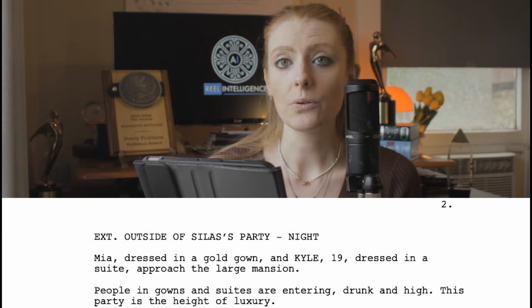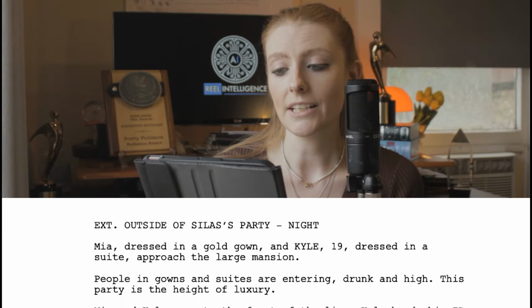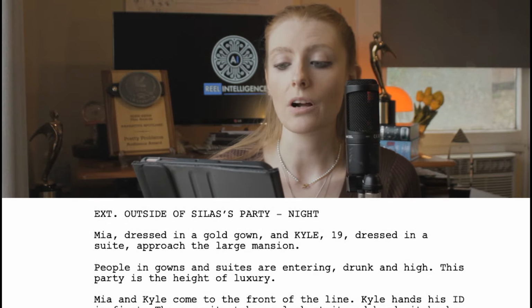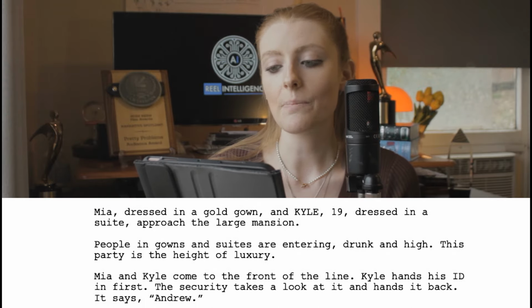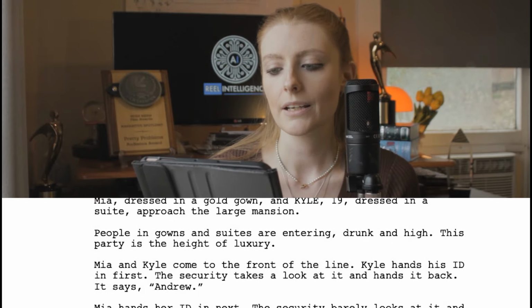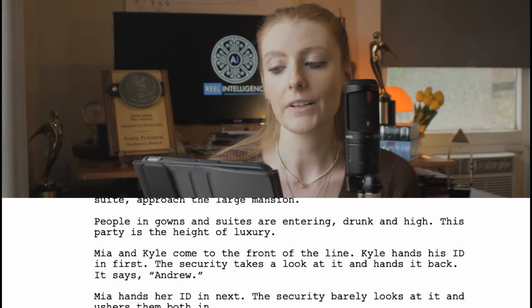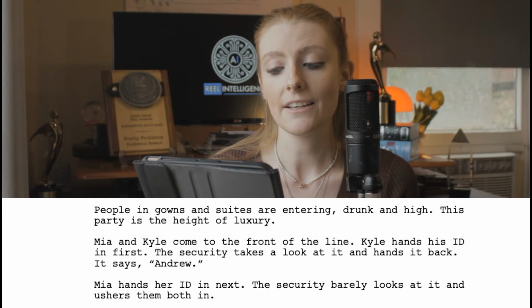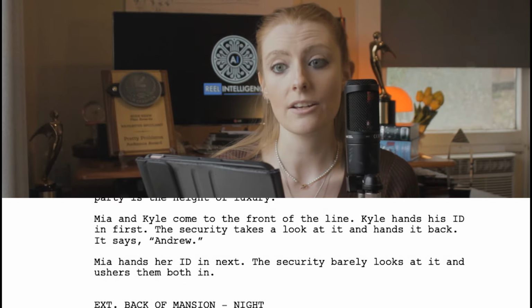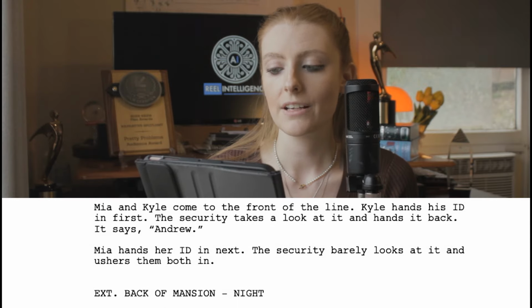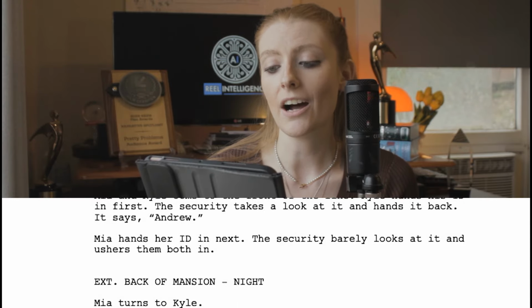Mia, dressed in a gold gown, and Kyle, 19, dressed in a suit, approached the large mansion. People in gowns and suits are entering. This party is the height of luxury. Mia and Kyle come to the front of the line. Kyle hands his ID in first. The security takes a look at it and hands it back. It says, Andrew. Mia hands her ID in next. The security barely looks at it and ushers them both in.